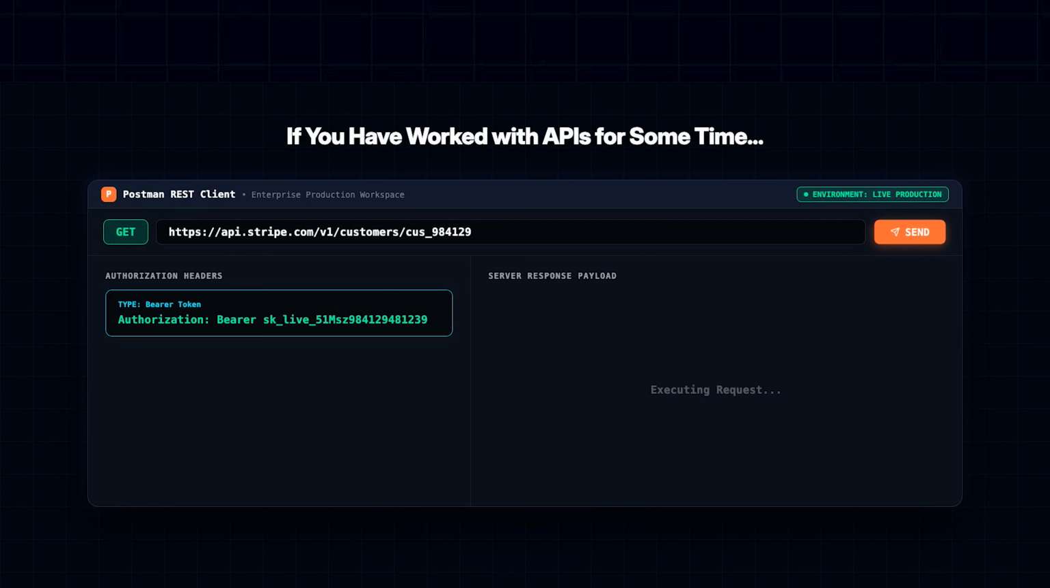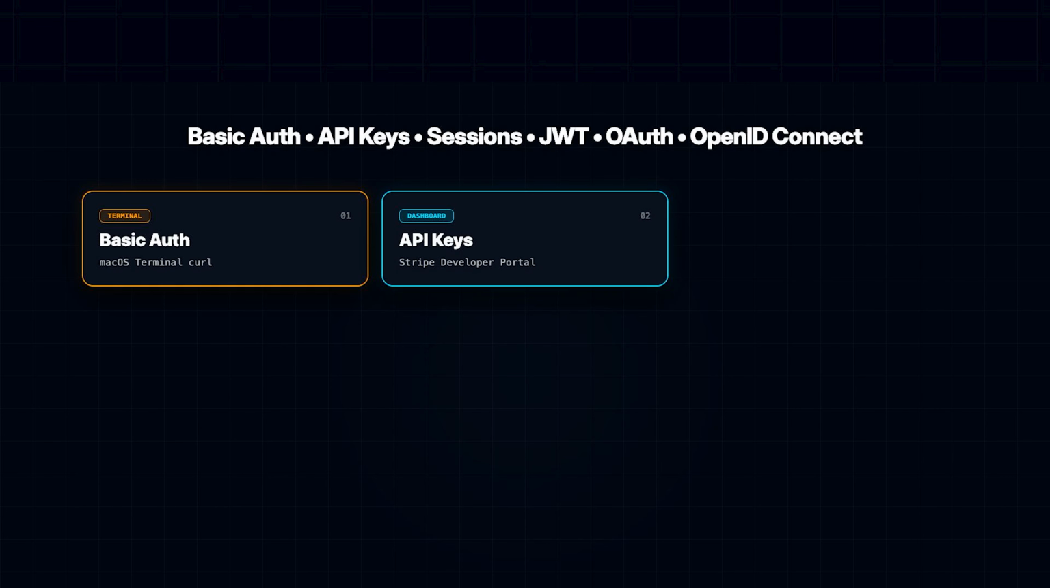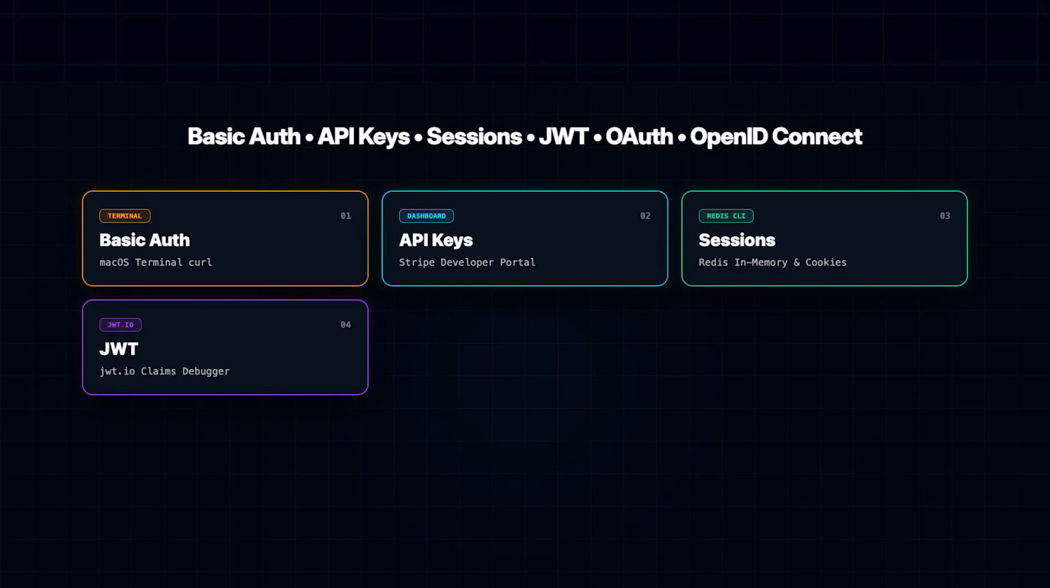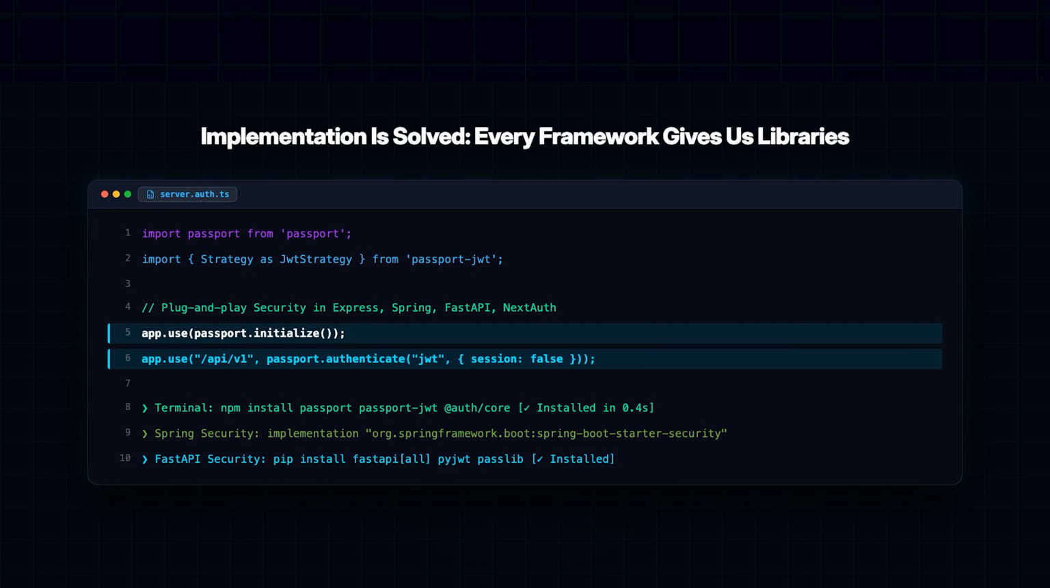If you have worked with APIs for some time, you have probably already used things like basic auth, API keys, sessions, JWT, OAuth, or maybe OpenID Connect as well. And using these things is actually not that difficult anymore because almost every framework gives us libraries to implement them. The confusing part is understanding where we should use what.